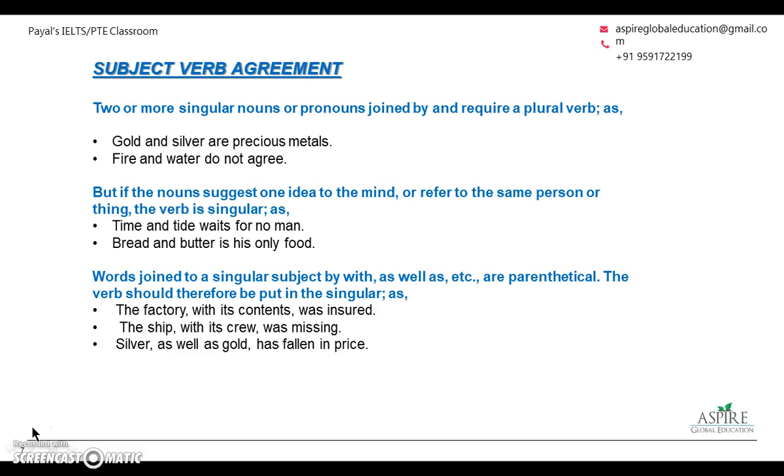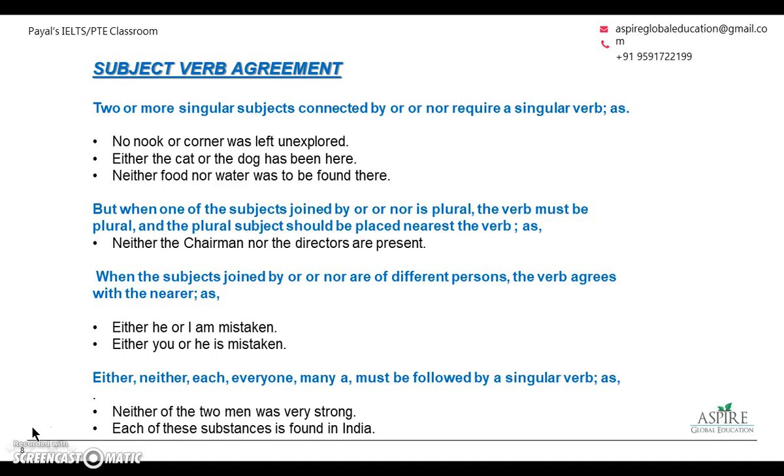Was insured. Similarly, the ship with its crew is taken as one. Was missing. Silver as well as gold, so this is also taken as one. Has fallen in price. So let's take up some more.